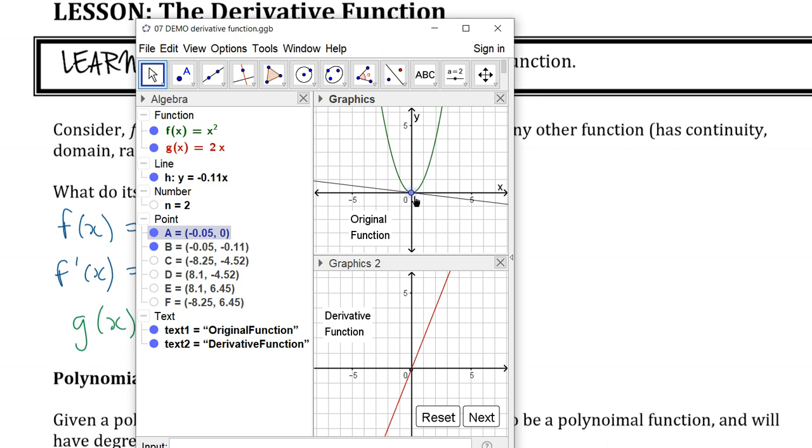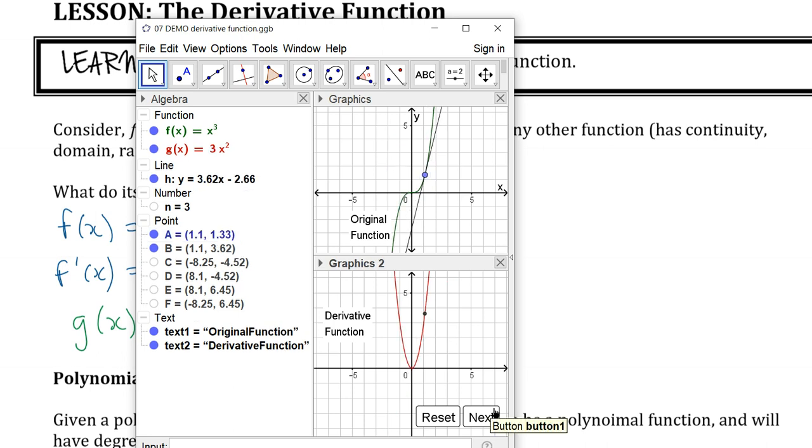An x-intercept in the derivative means a turning point. Now the y value of the derivative is positive, and so now I'm in an interval where the original function is increasing and the slope of the tangent is positive. Yes? We get that? Okay, let's look at some other kinds of functions.